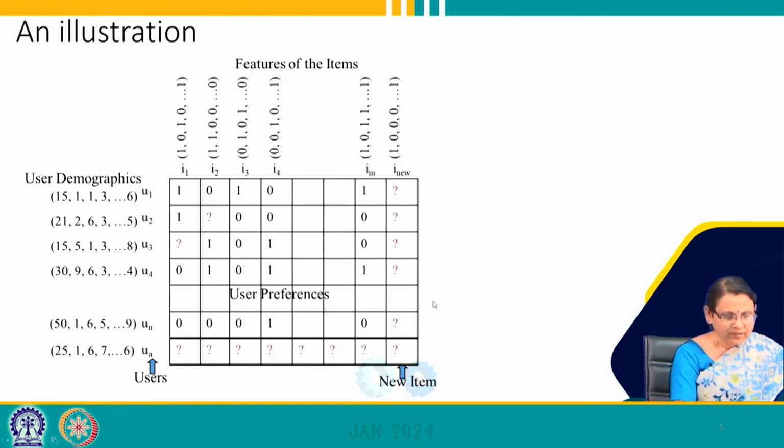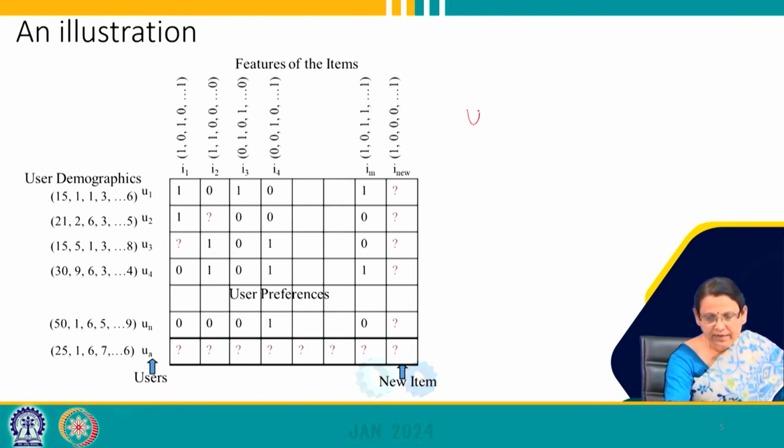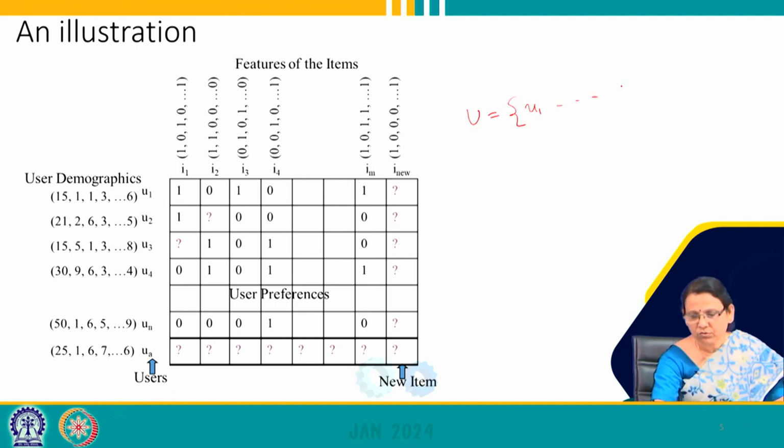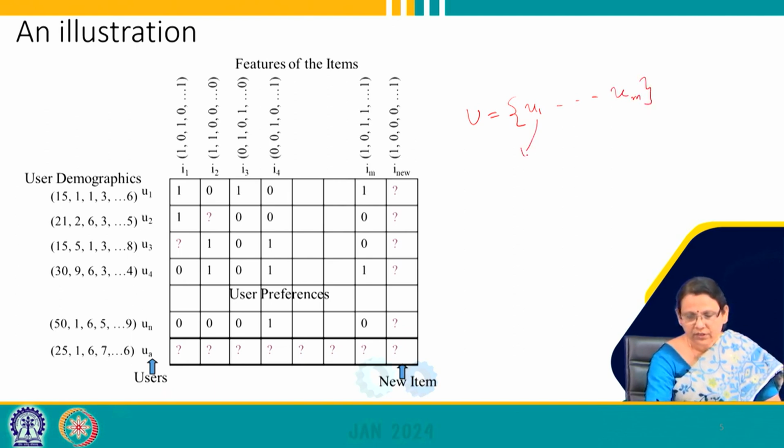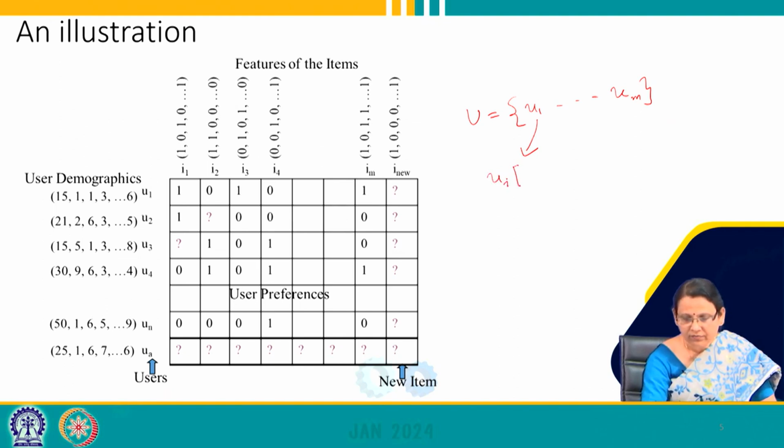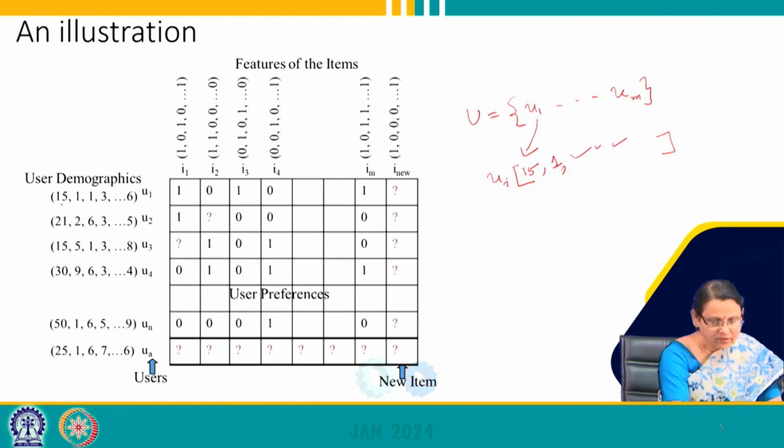This is one illustration. This user u, which we said is a set of users u1 to um, each u is a vector. So, each u, let us say ui, consists of many elements. What are those elements? Those are individual user features. So, this could be, let us say, the age of the user, his gender, or his liking about certain items, and many more such elements. So, when we consider those vectors together, they make one matrix.